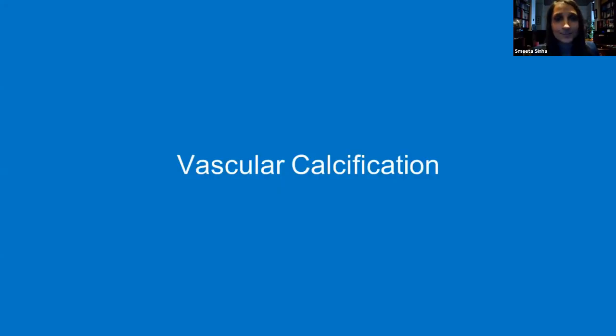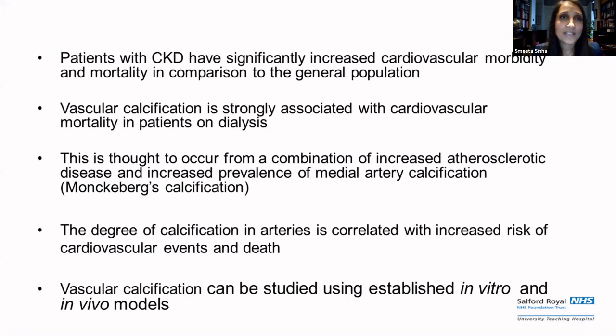And I hope that perhaps I may be able to make a comment on how we limit vascular calcification and treat calciphylaxis. So patients with CKD have significantly increased cardiovascular morbidity and mortality compared to the general population. This has been known for a long time. It's strongly associated with cardiovascular mortality, particularly in patients on dialysis. And this is thought to occur from a combination of increased atherosclerotic disease as well as increased prevalence of medial artery calcification, so Mönckeberg's calcification. We also know the degree of calcification correlates with that increased risk of cardiovascular events and death.